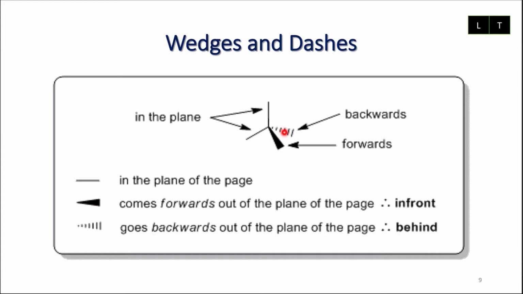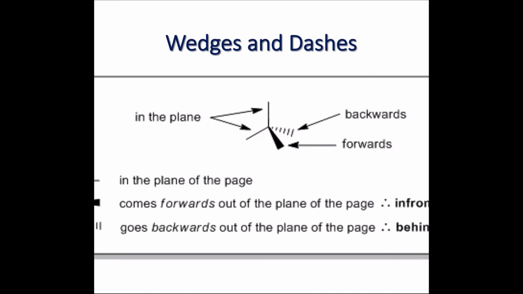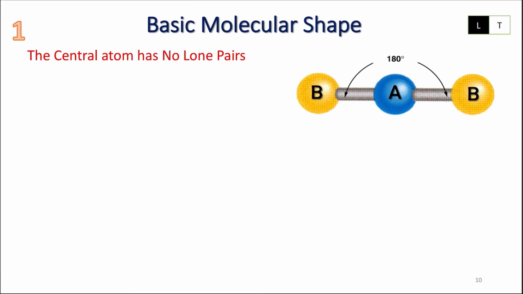So the dashed lines here represent bonds away from the viewer. Maknanya bond itu ke belakang ataupun jauh daripada pandangan depan kita. So this is how we are going to draw our structure based on wedges and dashes in 3-dimensional structure of a molecule. Let's go to the first basic molecular shape.